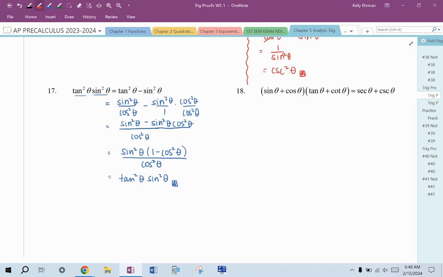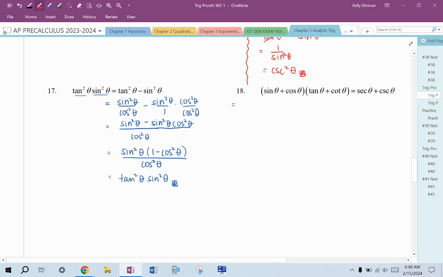All right. Number 18. Now you could start foiling right off the bat, or you could change to sines and cosines first. I can't remember how I did it in the key that I posted, but I'm just going to FOIL this to begin with, I think.